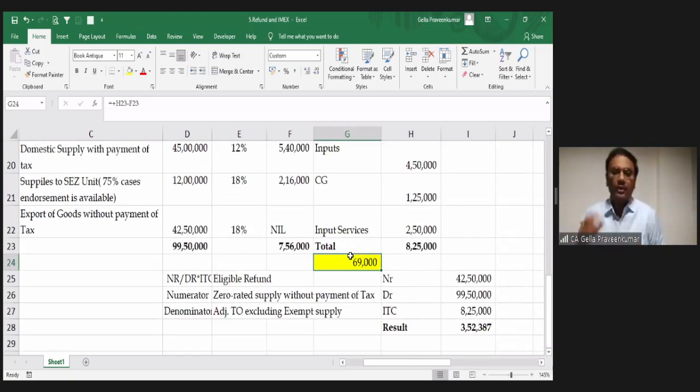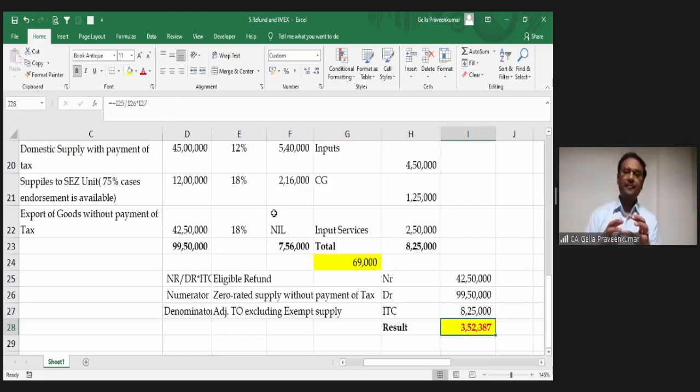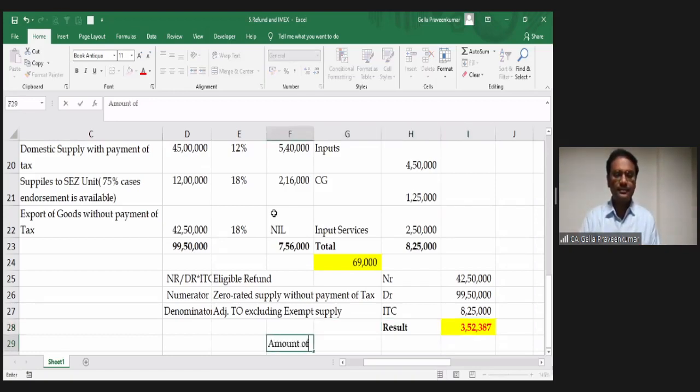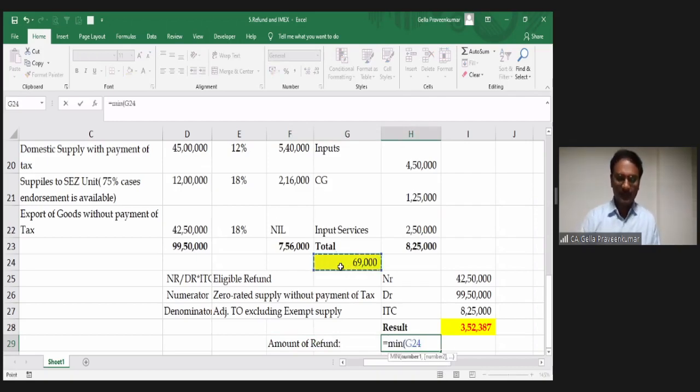Now, when I go with this particular formula, numerator by denominator, I'm getting 3,52,000. Sir, it is very high compared to what I'm eligible for. They have put a ceiling. When you're filing a refund application, the formula you apply or the input tax which is available in your electronic credit ledger during that tax period, lower of these two shall be eligible for refund. So here my amount of refund shall be the minimum of balance in electronic credit ledger or formula, whichever is lower.